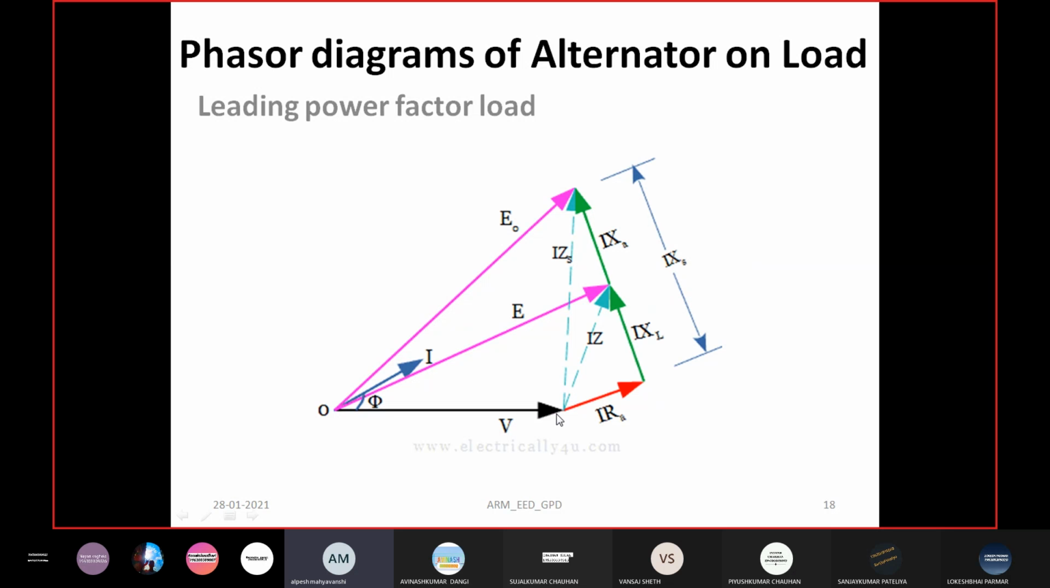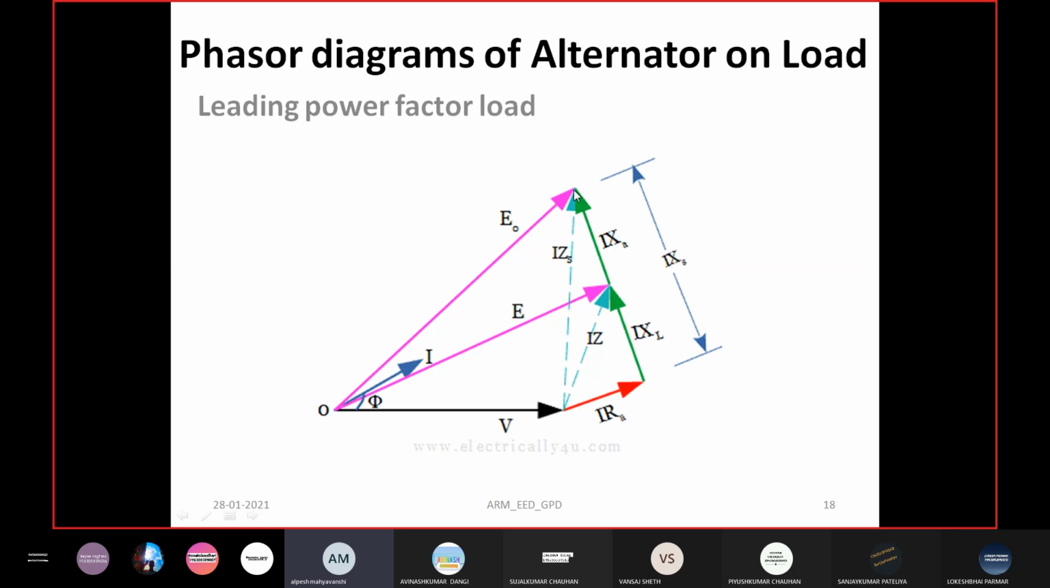Now we have to add this IARA drop to the voltage phasor at this point, in the direction of the armature current. The direction of this IARA drop and the direction of this armature current are both the same, and it is added to the voltage phasor. So this is the armature ohmic drop phasor. Now to this armature ohmic drop we add the IAXL drop perpendicularly, and to the IAXL drop we add the IAXA drop, and combinedly it is known as the IAXS drop.